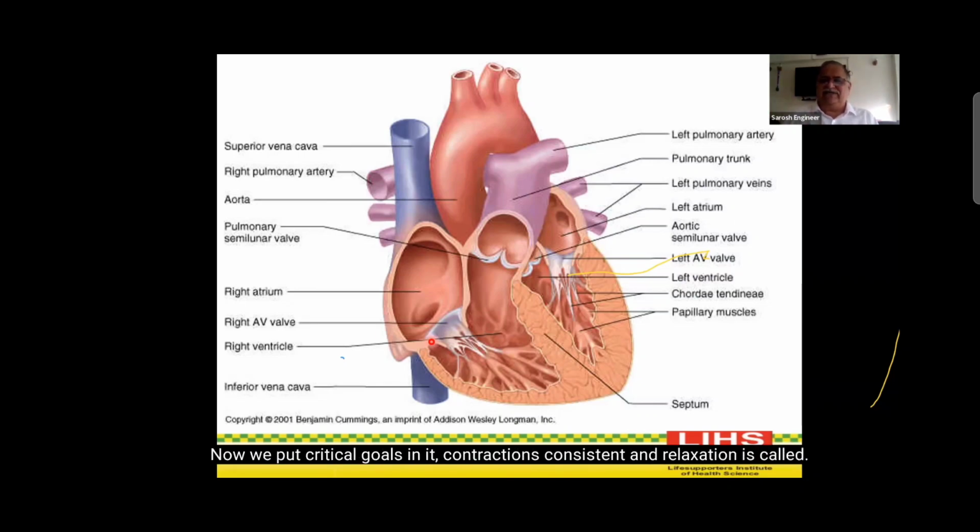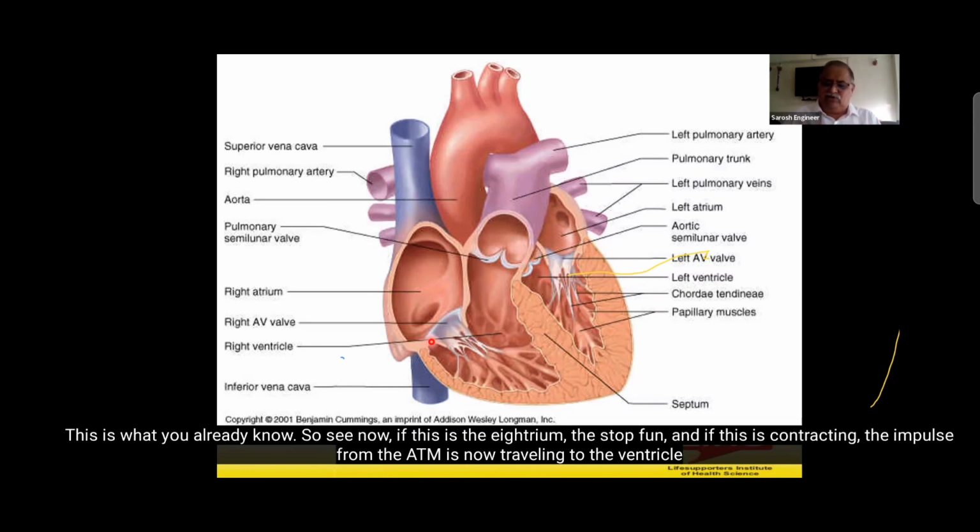Now, if you put medical words in it, contraction is called systole and relaxation is called diastole. So when there is diastole of one, there is systole of the other. When there is systole of this, there is diastole of that. This is what you already know.